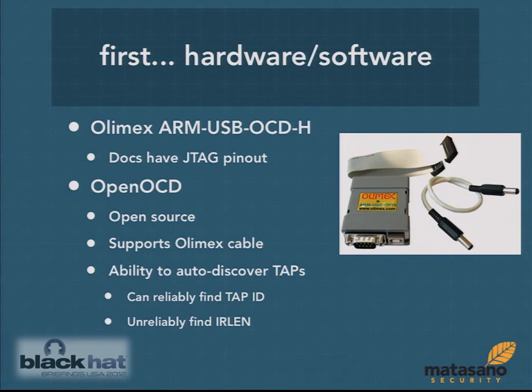And the key point was that it had the ability to auto-discover taps. I didn't have to configure anything. It would attempt to auto-determine if there are any JTAG chips communicating on these pads. And reading through the documentation, two key points stood out. One, that it can reliably determine the tap ID, but unreliably determine the IR len, which is instruction register length, which I'll talk about later.